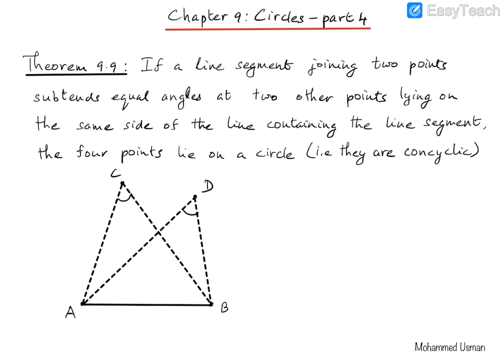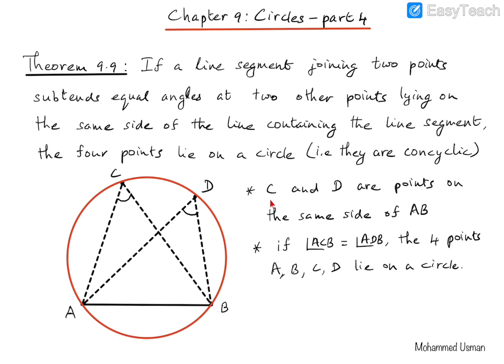Let me illustrate this now by drawing a circle which passes through all these 4 points. If these angles are not equal, then we may not be able to draw a circle which passes through all the 4 points. So we see here that we have been able to draw a circle which is passing through all the 4 points A, B, C and D. So these 4 points are said to be concyclic points.